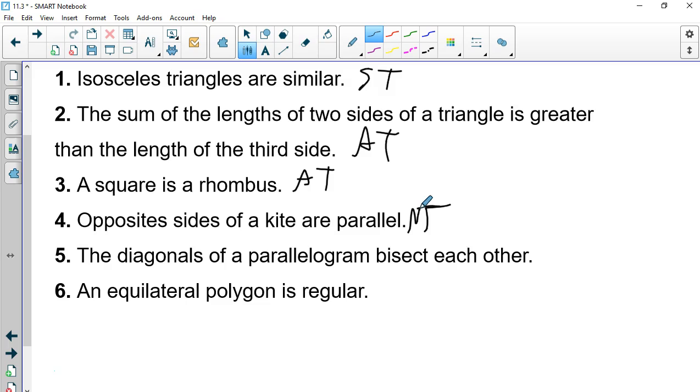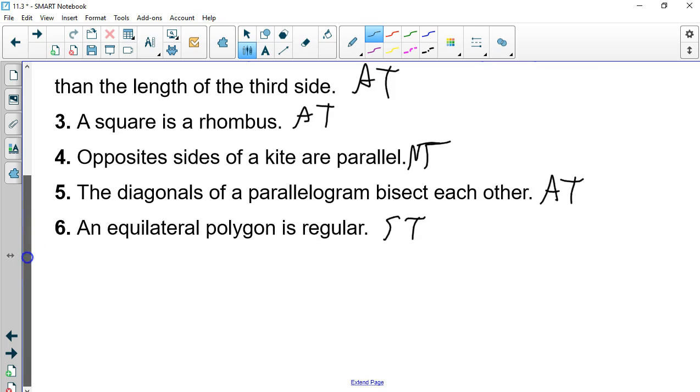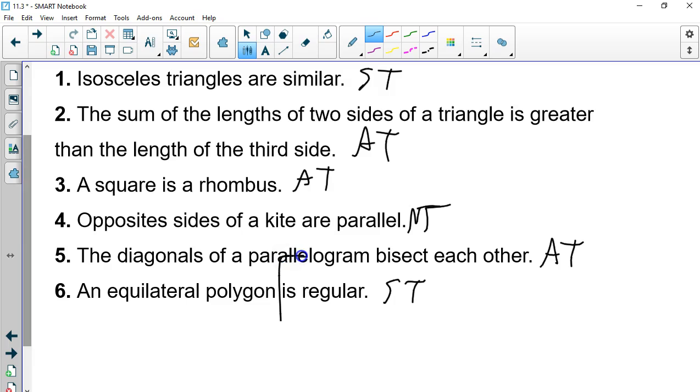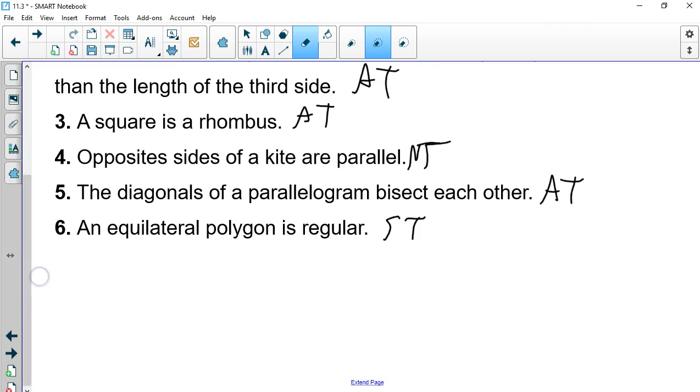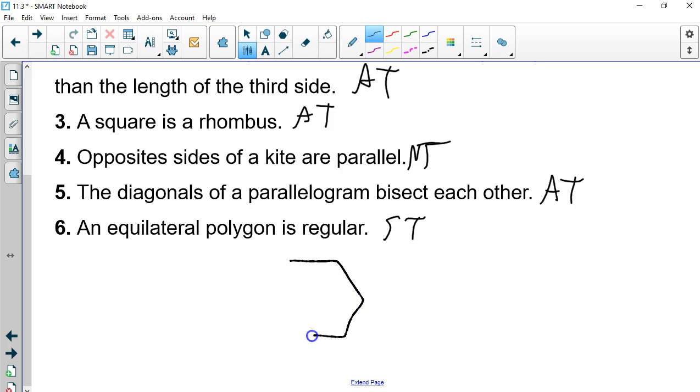Diagonals of a parallelogram bisect each other. That is a property of a parallelogram. An equilateral polygon is regular. That is sometimes true. And let me give you an example of that. This is going to be a horrible drawing. It's going to be a worse drawing when it does that. So I'm going to draw a really bad hexagon. Actually, that's not too bad.